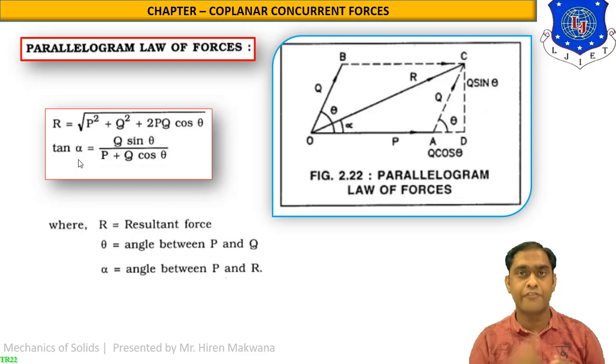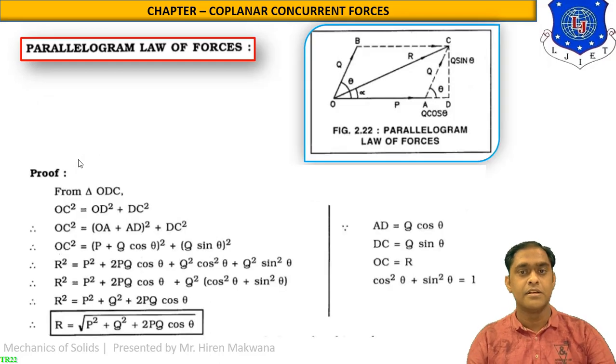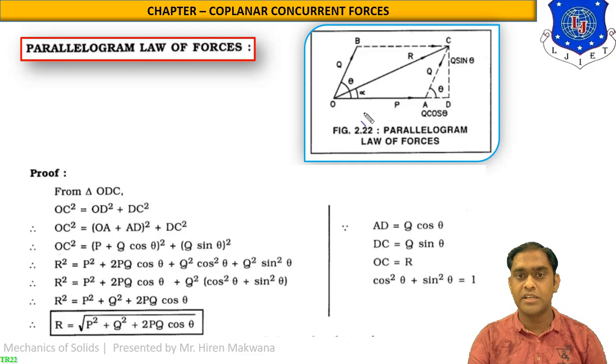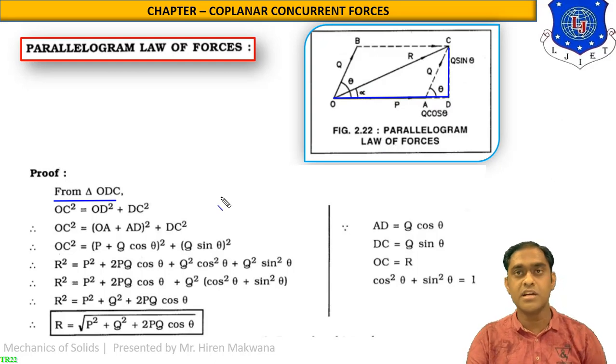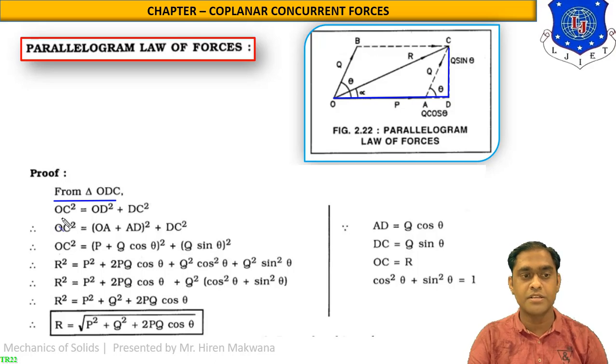So just remember this figure on your screen and these two formulas and notations. These two formulas we are going to derive right now. So please concentrate. Let's see the proof of the formula. In the same figure, take triangle ODC. Remember this triangle O, D and C. It is a right angle triangle, you can see from the figure. So in the right angle triangle, you can apply Pythagoras theorem. What is Pythagoras theorem? Square of hypotenuse, that is OC square, is equal to OD square plus DC square.